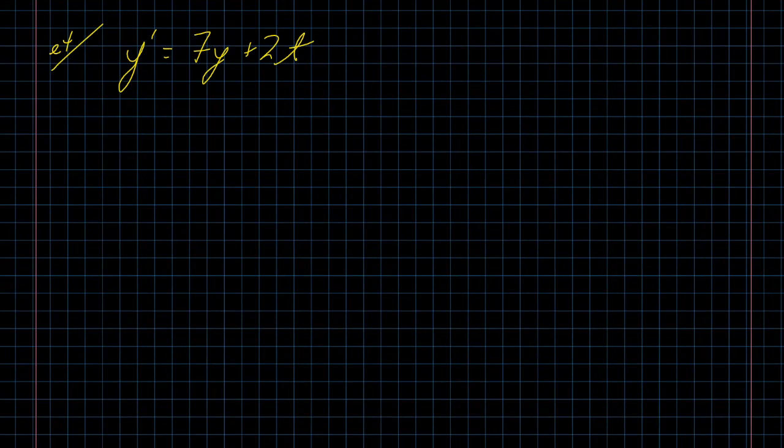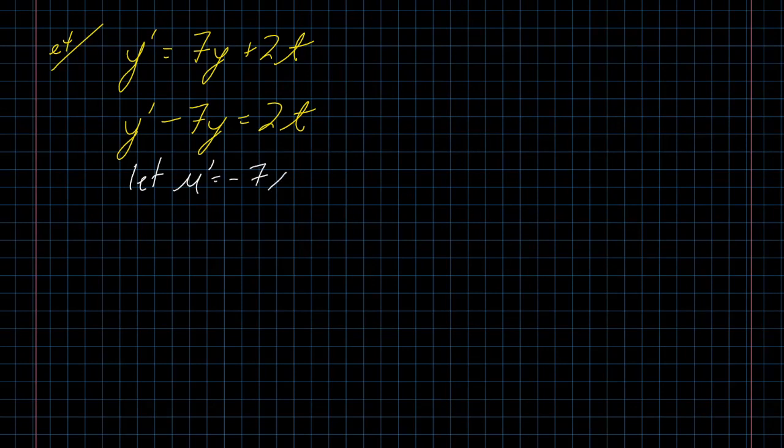I've introduced a variable t into the process, but I can very quickly rearrange this, and we can see that it is a first-order linear differential equation. So we should be able to solve it by the method of integrating factor. Let mu prime equal minus 7 times mu. Solve from there, and we'll get that mu is some constant times e to the minus 7t.